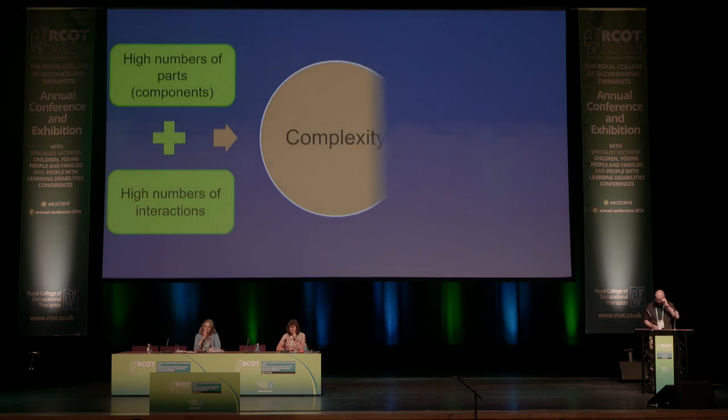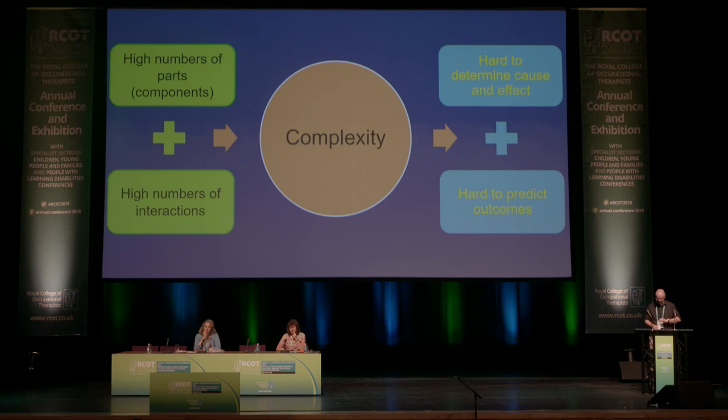The higher the number of parts and the higher the number of interactions, the more likely something is to be complex. The more complex something is, the harder it will be to determine the causes of phenomena or to predict outcomes. Thinking about the levels at which occupational therapists think and work about people, contexts, and occupations, we begin to see the challenge in understanding how occupational therapy progresses and how it can lead to outcomes. The number of potential components and interactions grows, and thus the potential for complexity grows with each interacting system.